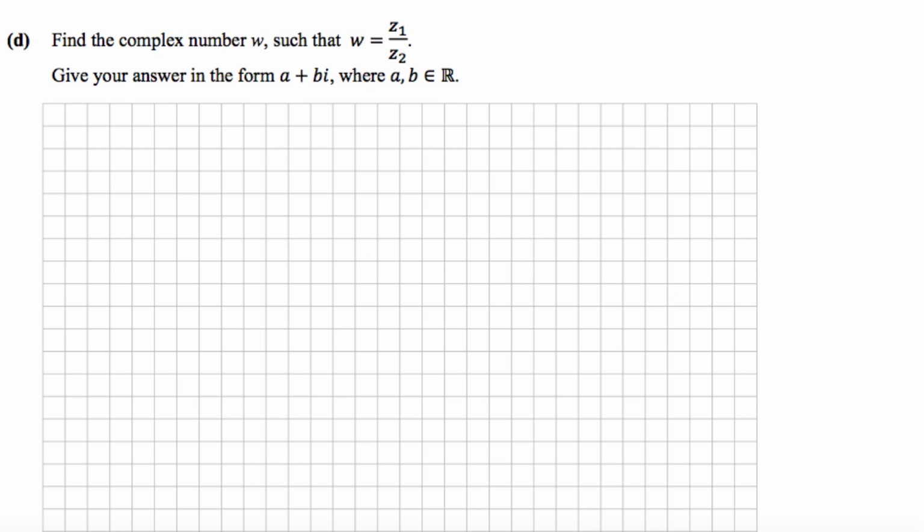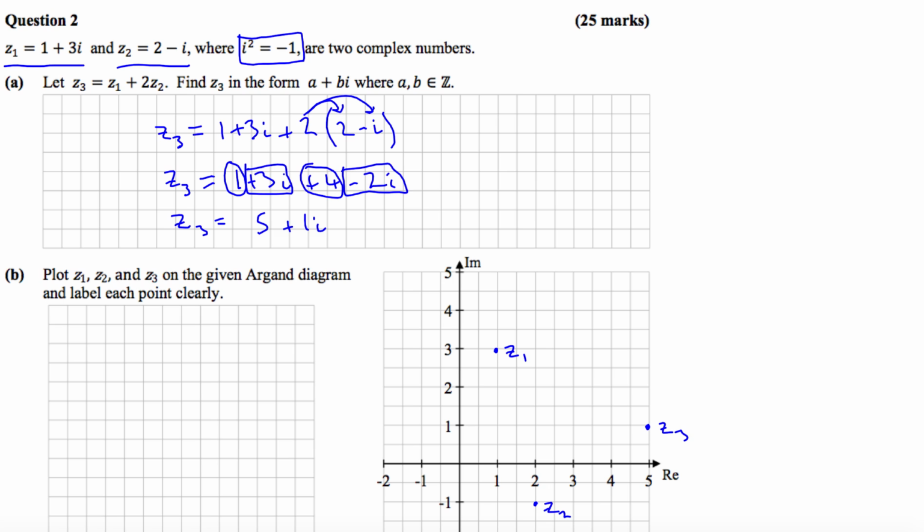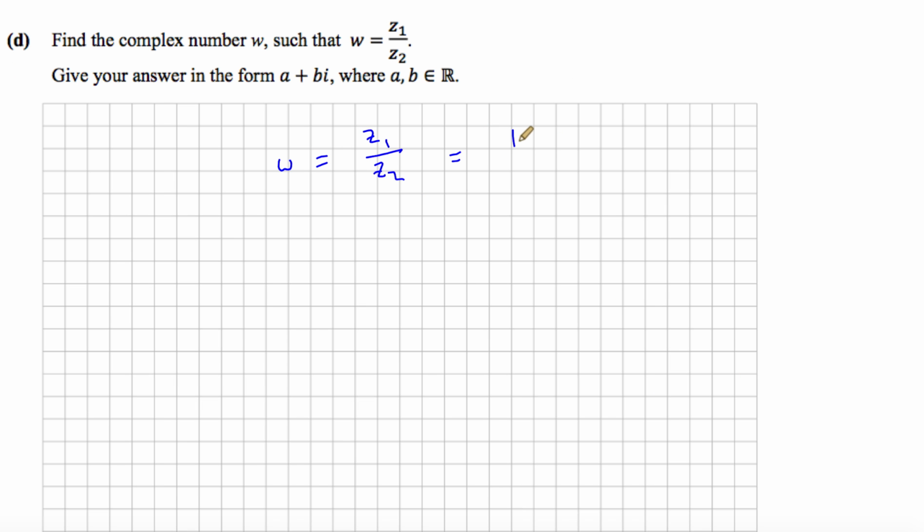Okay, so finally, part D says find the complex number w such that w is equal to z1 divided by z2. And again, give your answer in the form a plus bi, this time where a and b are elements of the real set of numbers. So again, we'll set this up. w is z1 divided by z2. So z1, if we remember, is 1 plus 3i, and z2 is 2 minus i. So we have 1 plus 3i divided by 2 minus i.